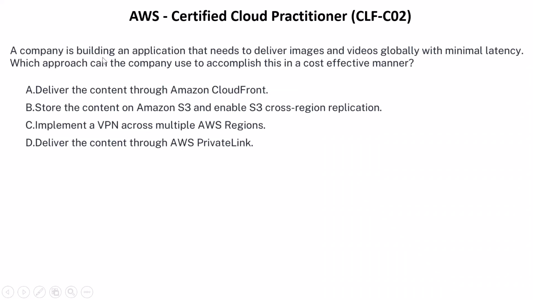A company is building an application that needs to deliver images and videos globally with minimal latency. Which approach can the company use to accomplish this in a cost-effective manner? Option A, deliver the content through Amazon CloudFront. Option B, store the content on Amazon S3 and enable S3 cross-region replication. Option C, implement a VPN across multiple AWS regions. Option D, deliver the content through AWS PrivateLink.